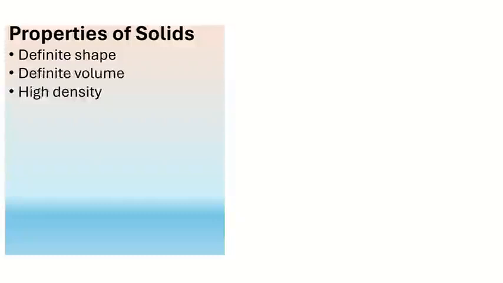Now they also have definite volume. If you cut a particular block of wood and the volume is 30 meters cube, if the wood is dry, that volume is going to remain the same throughout. The space occupied by your mother's fridge will be that same space throughout. And that is the volume. It doesn't change. And it also has a high density.